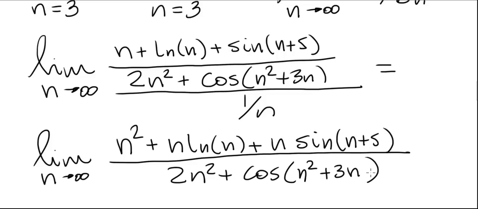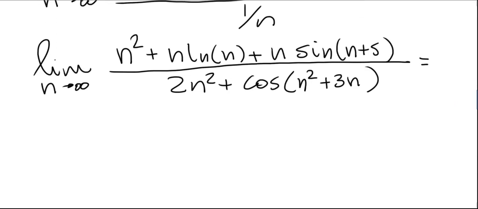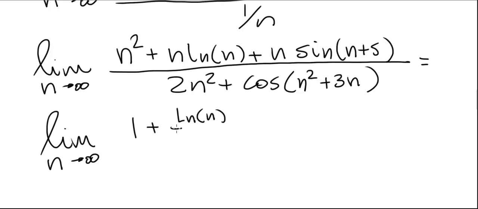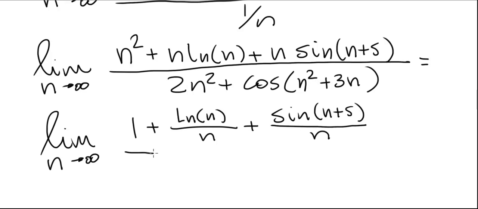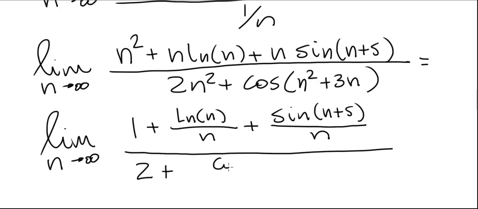Now to evaluate this limit, we're going to divide everything in the numerator and denominator by n squared, because it's the highest power of n that we can find. So this is equal to the limit as n goes to infinity of n squared over n squared, which is 1, plus ln of n over n, plus sine of n plus 5 divided by n. And we do the same thing in the denominator: 2n squared over n squared is 2, plus cosine of n squared plus 3n divided by n squared.